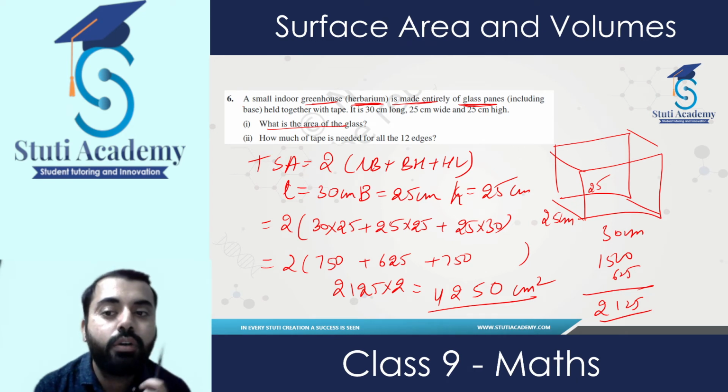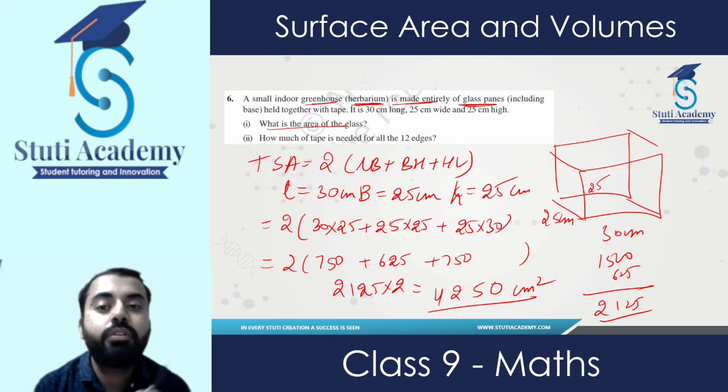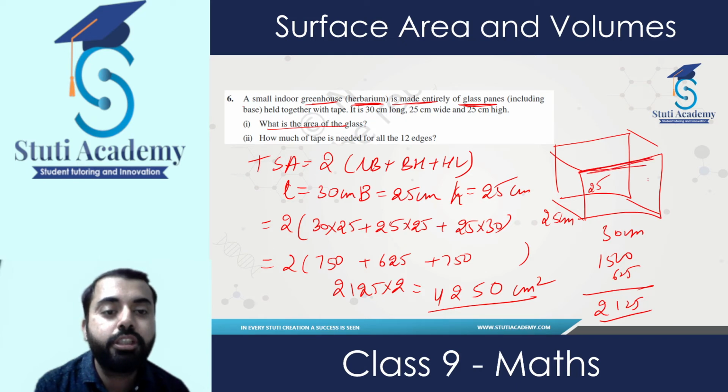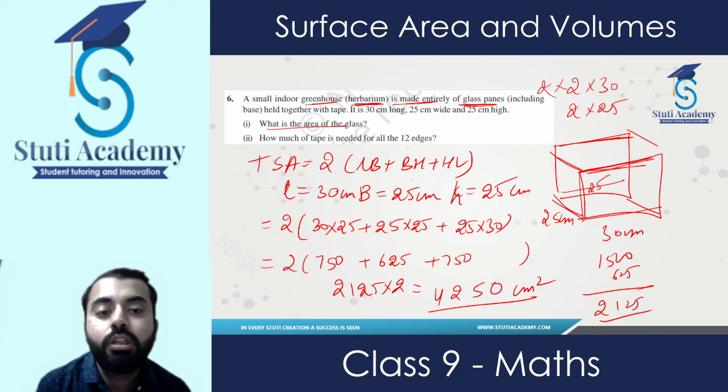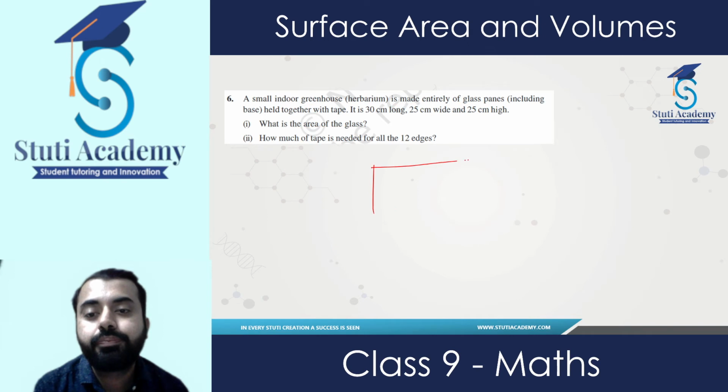Right? Now, how much tape is needed for all 12 edges? Now you have to check for all 12 edges, how much tape do you need? Now you see, one edge is 30, this is 30, four times 30, this is 25, this is 25, four times 25 as well. This is 30, this is also 30, that means four times more. Let me just divide this figure, then you can get this.